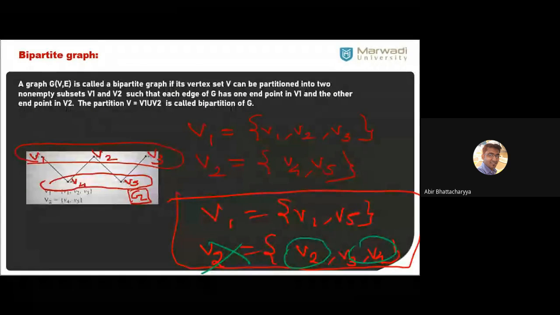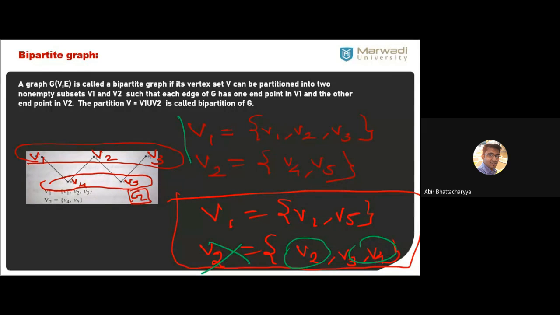Any other partition possible? Whenever you are checking one partition, at the same time you have to check the complementary partition, meaning the other partition. If the union of both is not V, then it's not a partition. If you cannot construct the other partition, that means this partition is not possible, right? So only one partition is possible here.